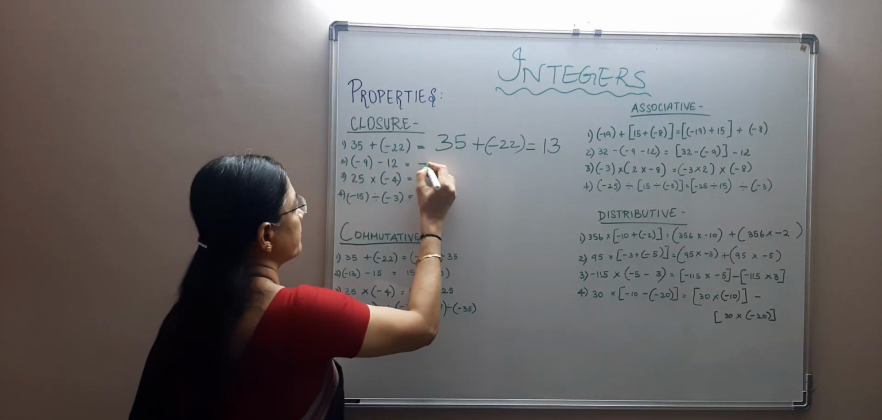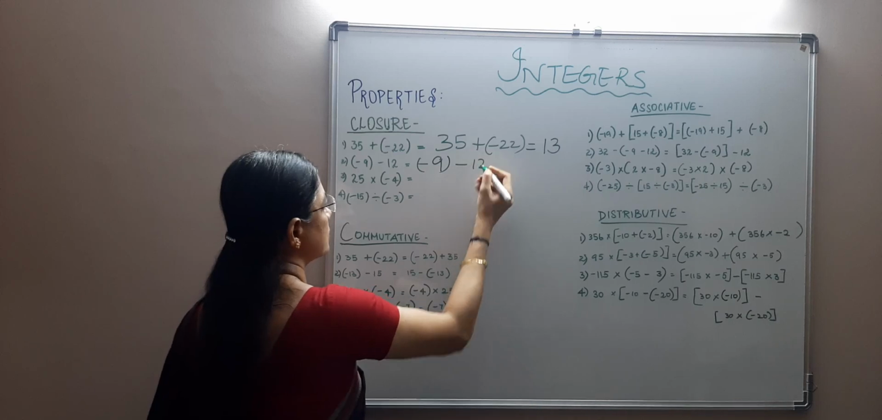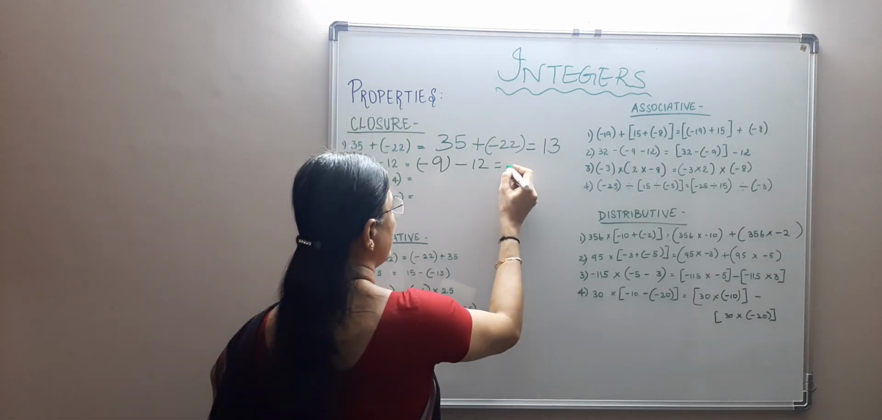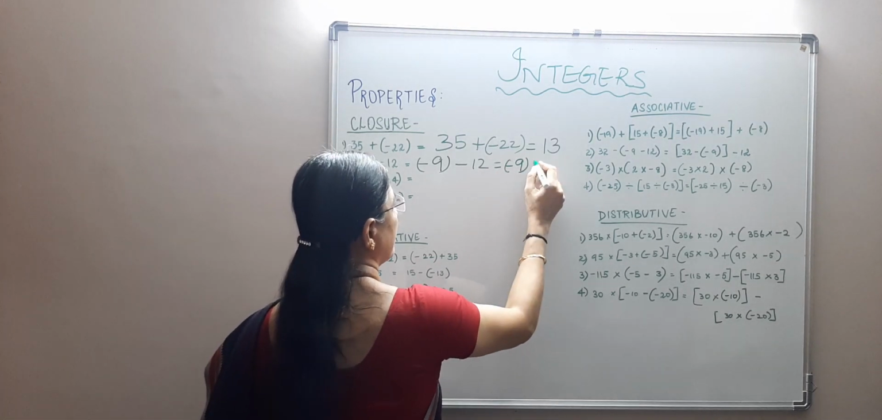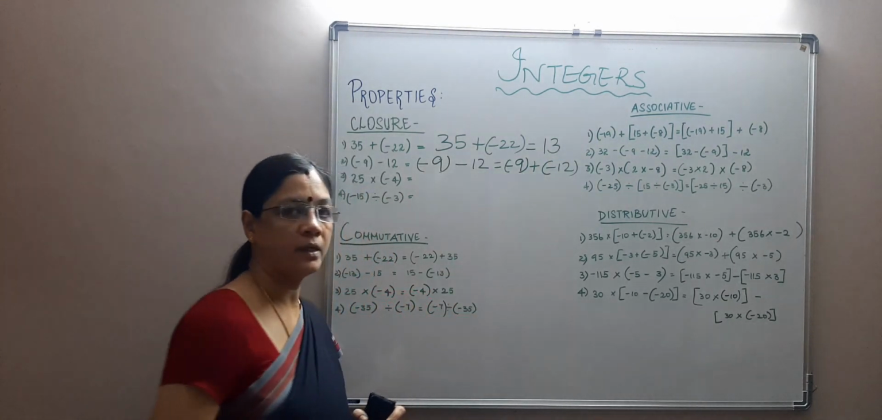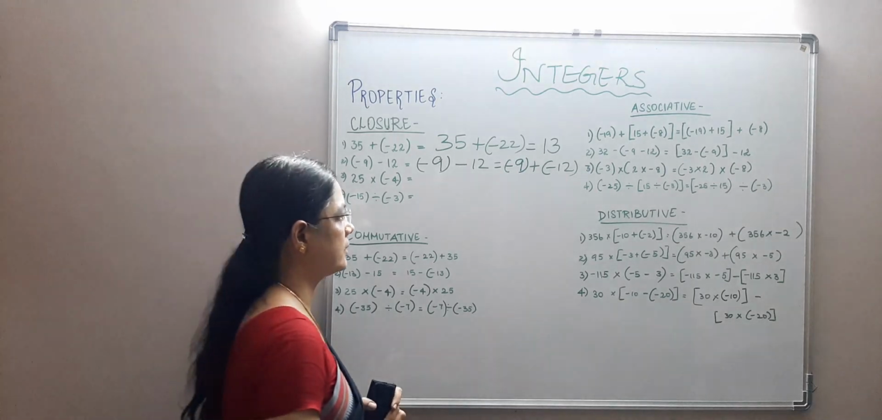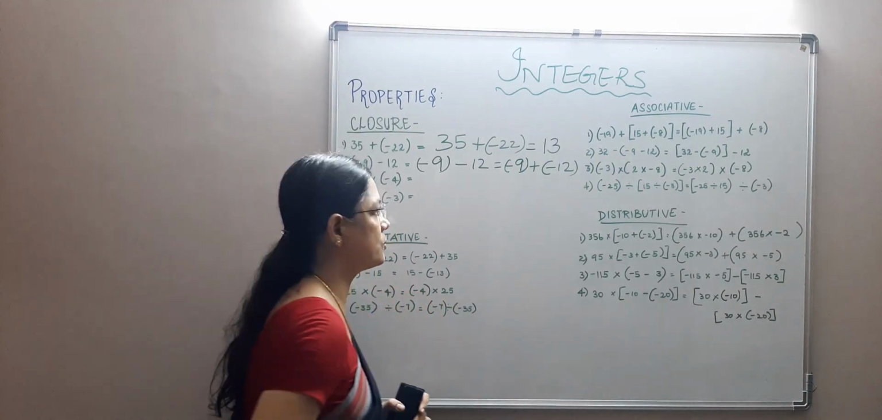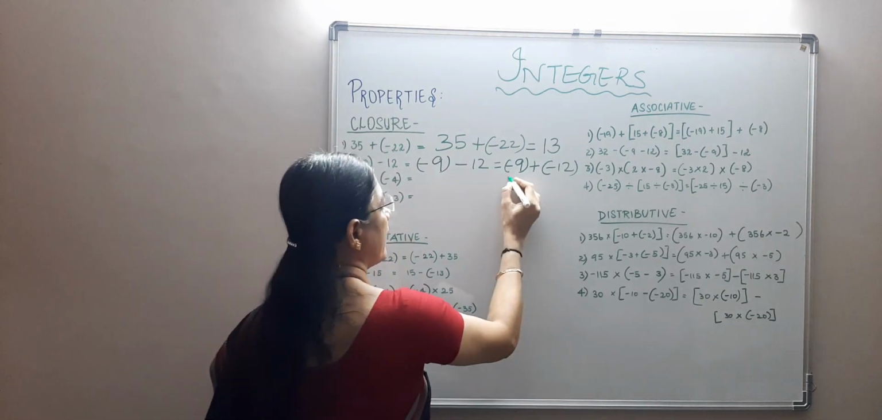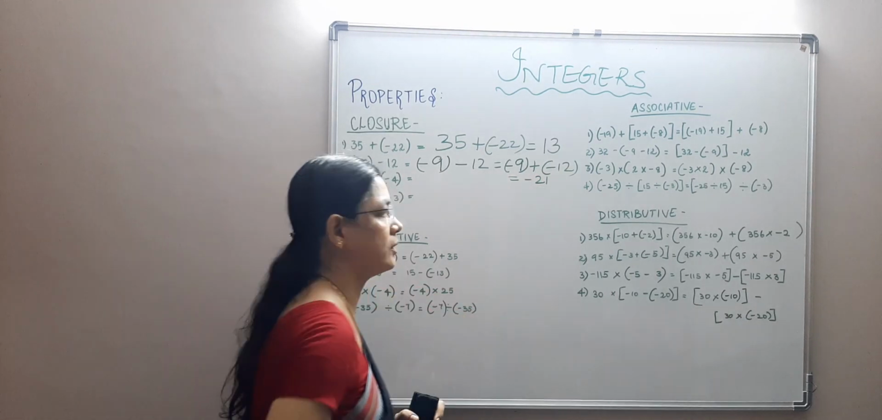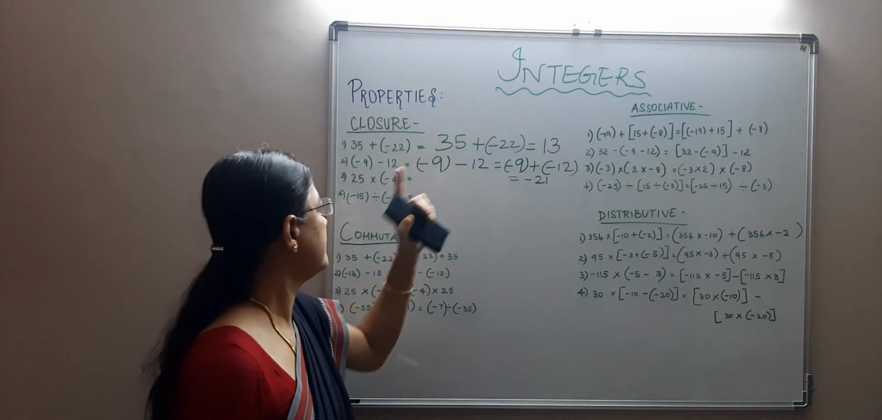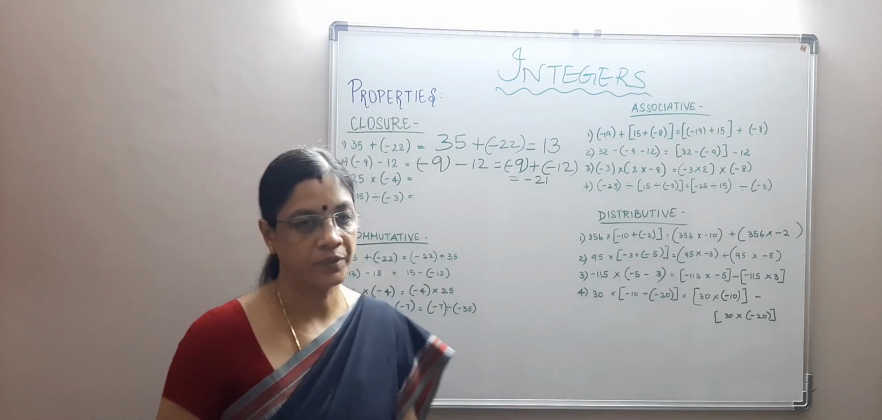The next one is minus 9 minus 12. So this is subtraction, and according to the subtraction rule, first we change subtraction to addition, that is minus 9 plus, and then you put the additive inverse of the second number, that is 12 is changed to minus 12. Now see the signs of both the numbers, they are of the same sign, so you need to add them. If you add, you get minus 21. Minus 21 is of course a negative integer. So integers are closed for subtraction too, isn't it?